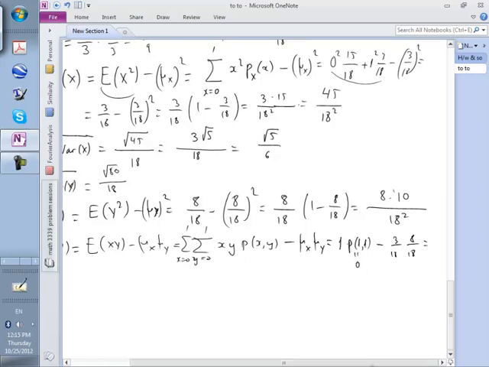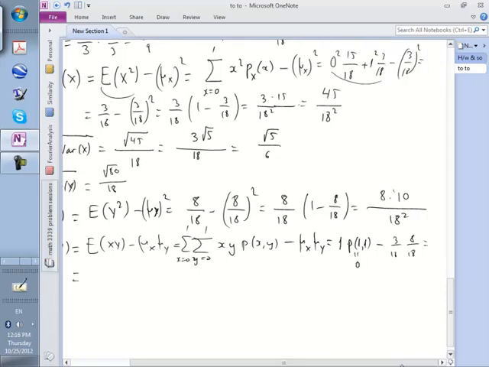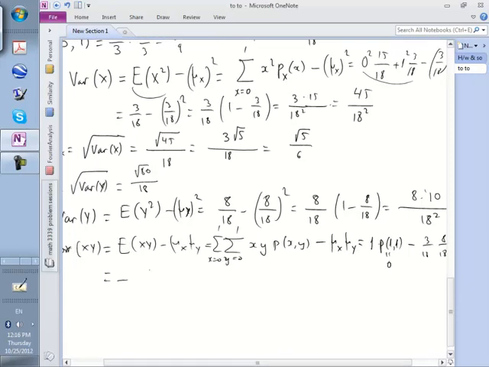So at that product, the covariance of the two is going to be just negative. You see, it's a negative value. 3 times 8, 24, negative 24 over 18 squared. That's the covariance of the two random variables. So, are the two random variables independent or not? And why?